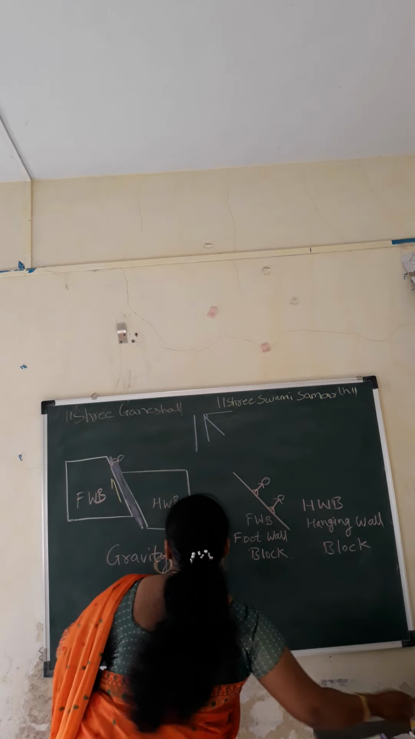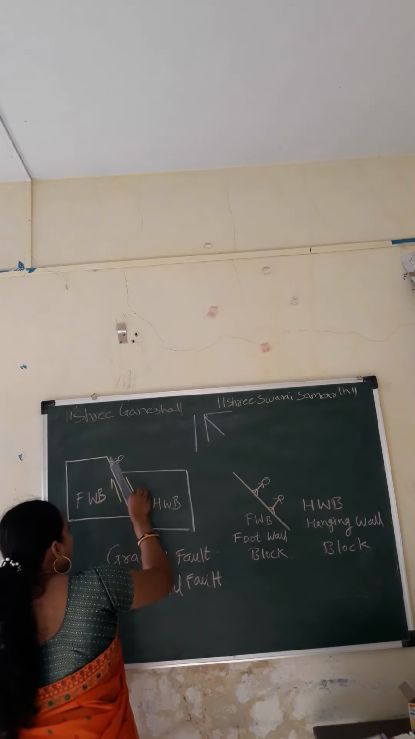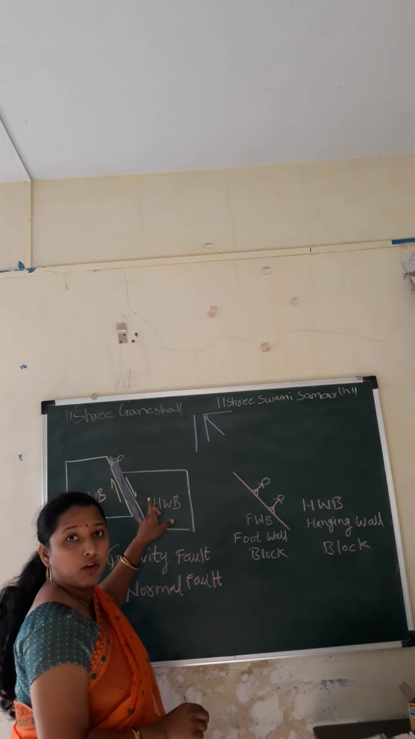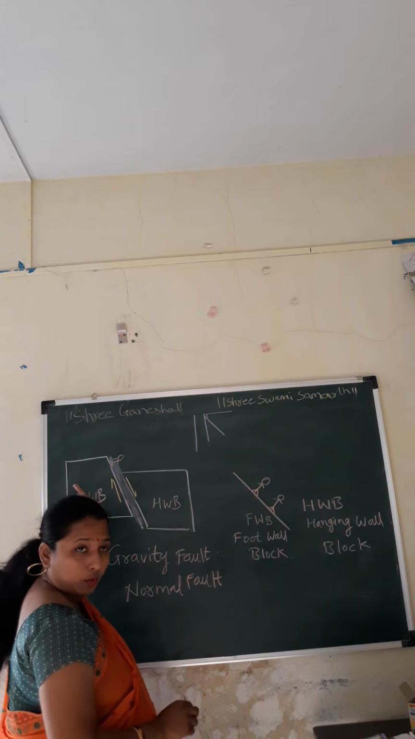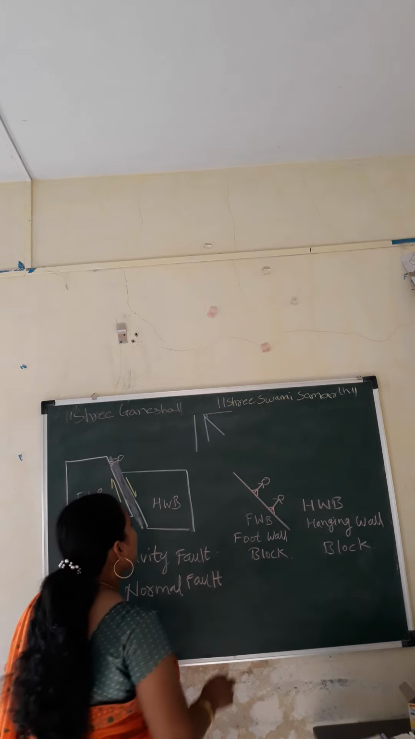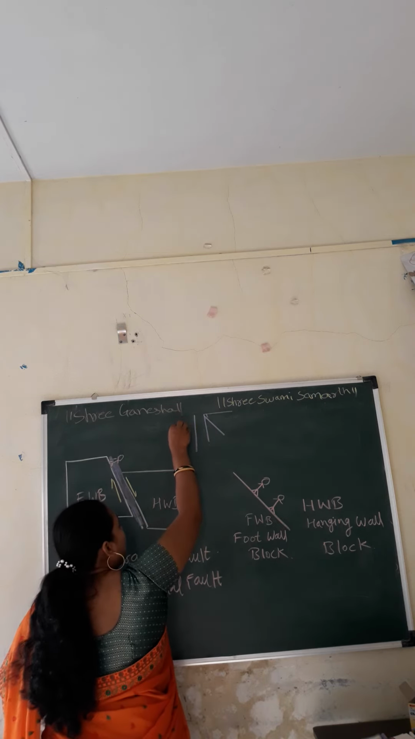Generally, how we draw it, I'll just show you. Here what has happened is, the hanging wall block has come down with respect to the footwall block, and therefore we call this gravity fault or normal fault. Generally, how we draw arrows is like this for faults. For gravity fault it will be like this.